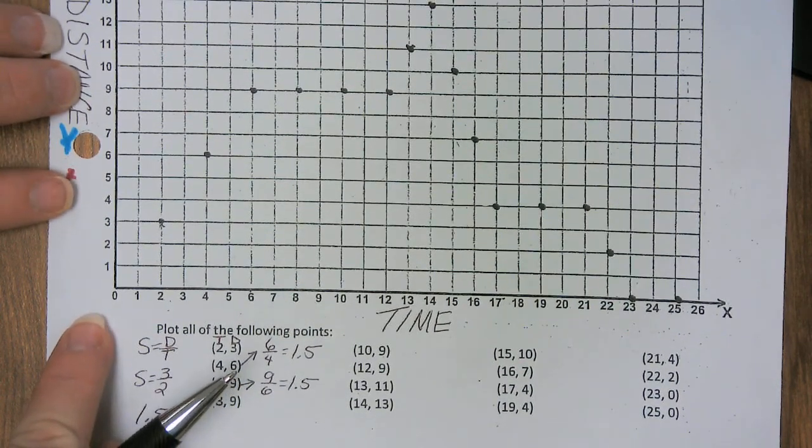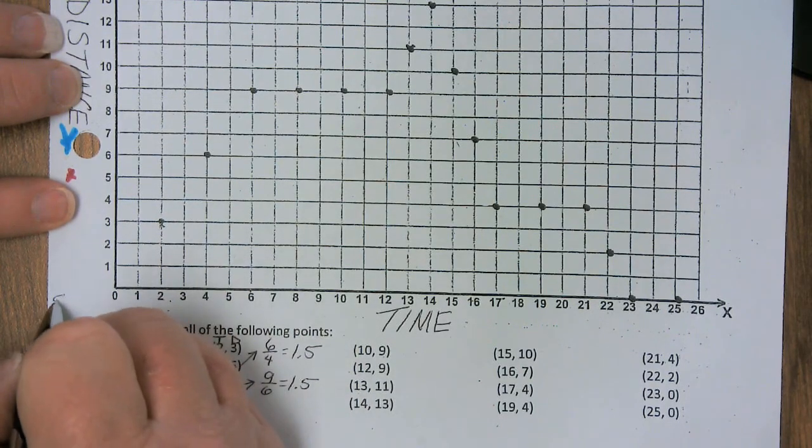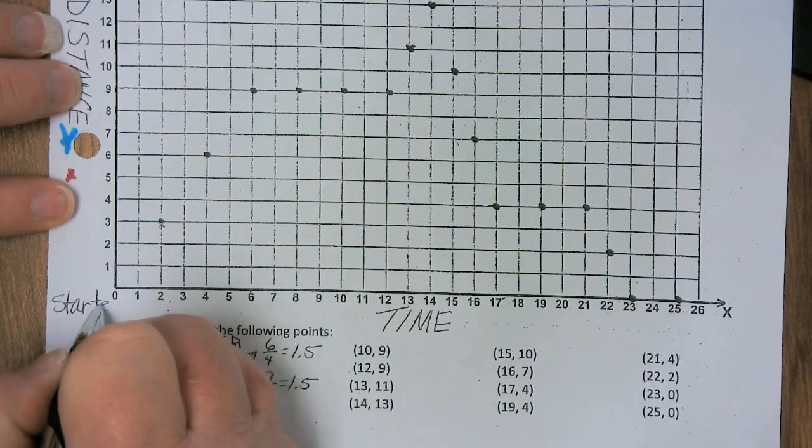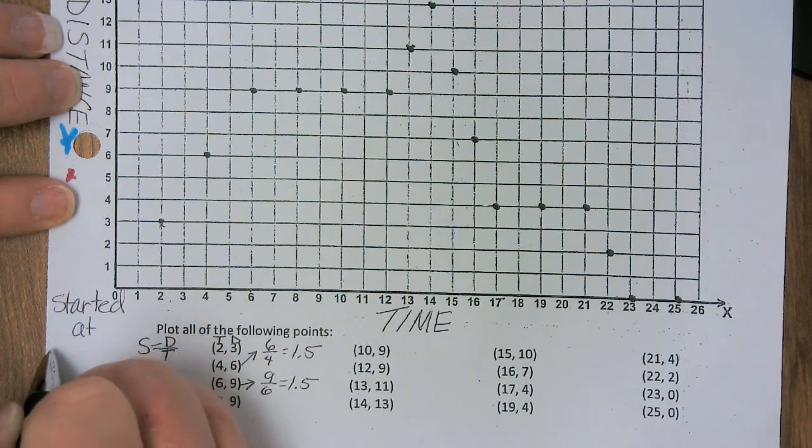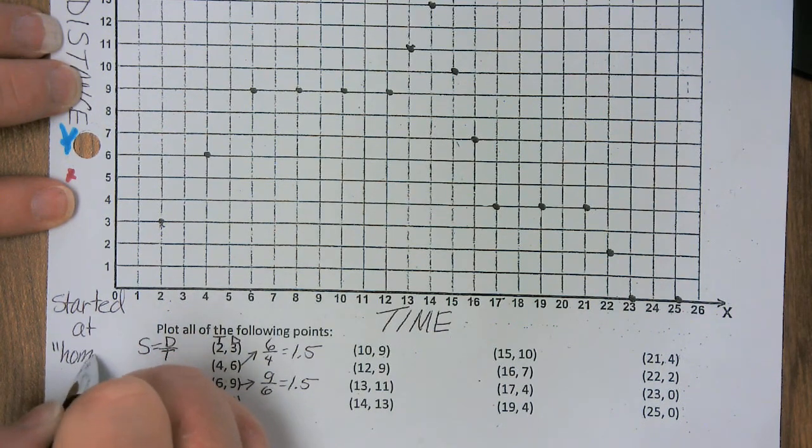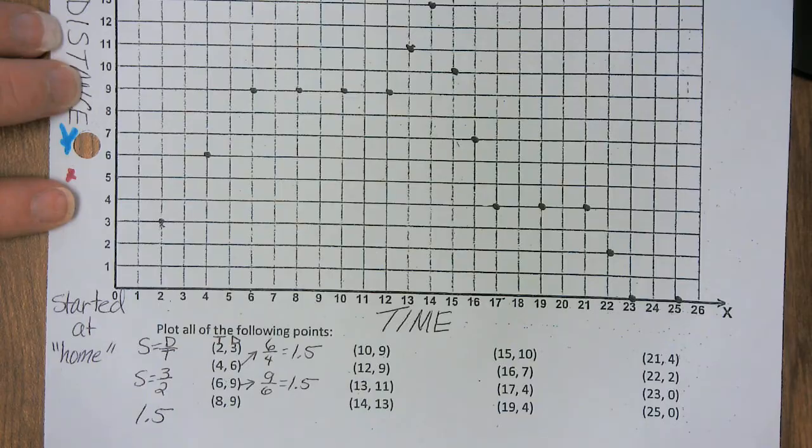Over here at 0, 0, I want you to write started at home. I'm going to put home in quotation marks because home may actually be your literal home, or it may be a position in a room. It could be home plate if you're playing baseball. It could be any location that you're starting from.